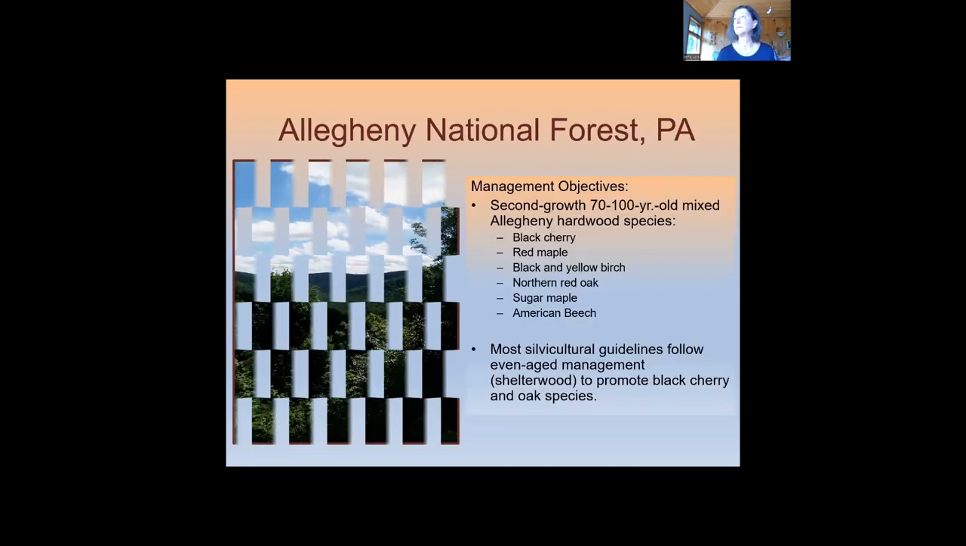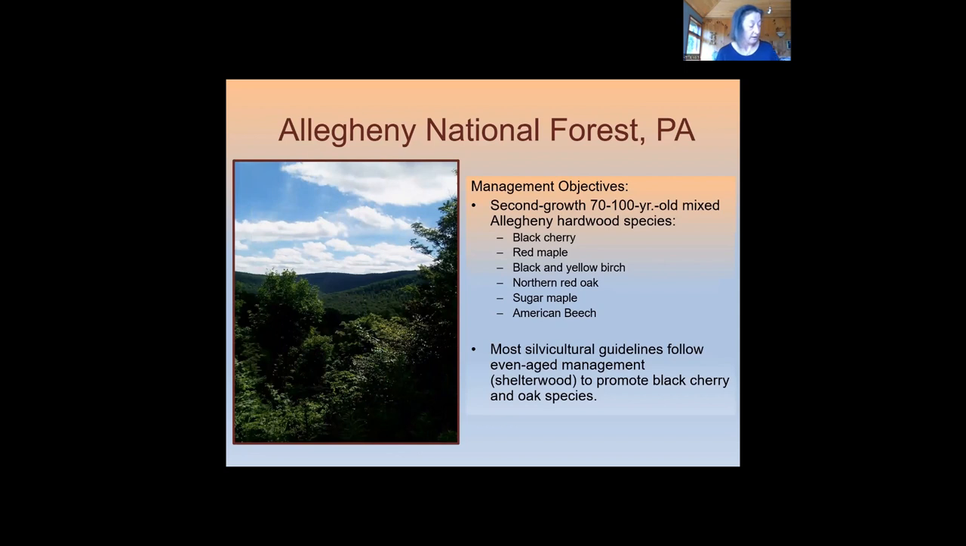Okay. Now I want to shift gears and talk about the specific study we did on the Allegheny National Forest in northwestern Pennsylvania. The majority of the silviculture prescriptions on the forest follow even age management guidelines, with the shelterwood system being the most common. It's primarily a deciduous forest, although there is a component of eastern hemlock and some white pine, and that can make up 20 or 30% of some of the stands, but again, primarily deciduous.